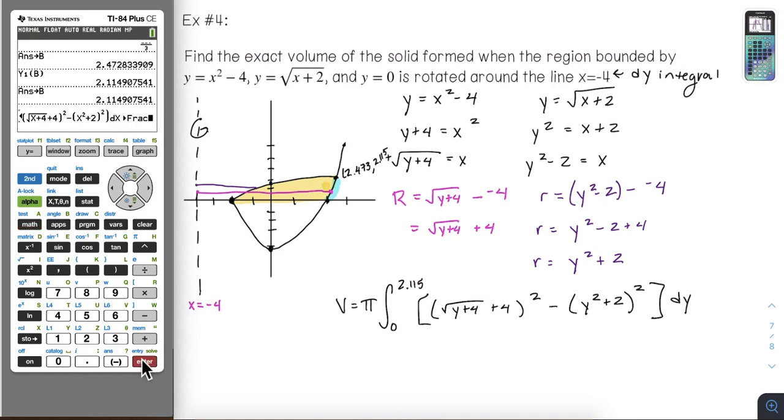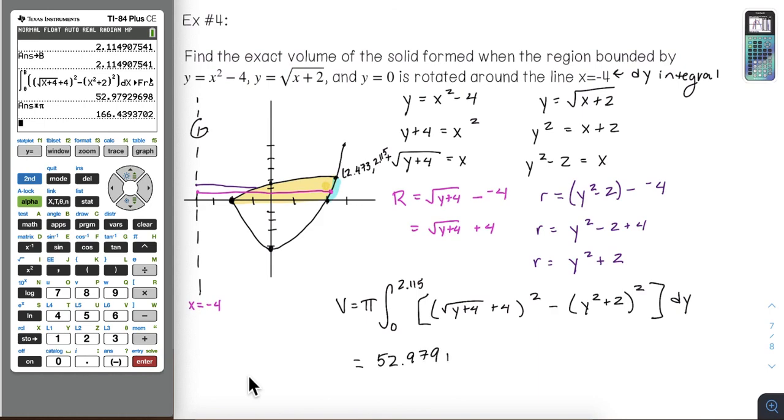I'm going to see if it'll give me an exact answer. I don't think it will. Nope. And then we'll just multiply that by pi. All right, so that equals 52.979 pi, which is approximately 166.439 units cubed, if you were talking about volume.